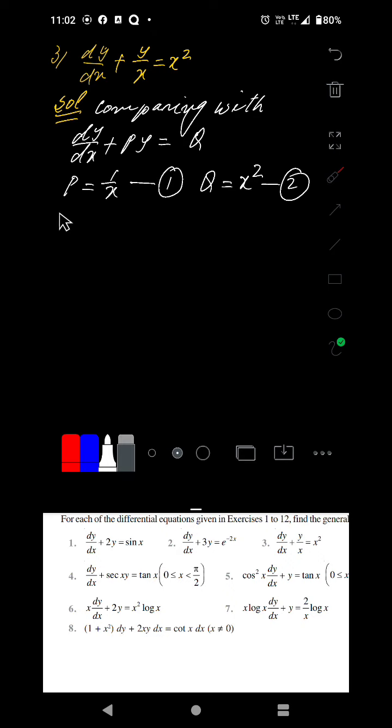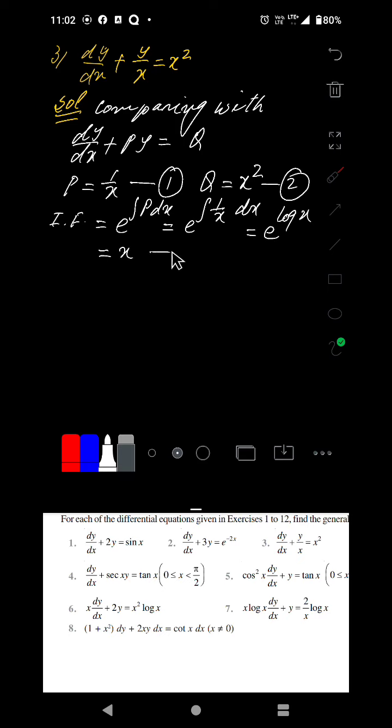So now we have to find the integrating factor, which in this case is equal to e raised to the power integral P dx. That is equal to e raised to the power integral of 1/x dx. As we know, the integral of 1/x is log x. So we have e raised to the power log x. By the property of exponential and logarithm, e raised to the power log eliminate each other and we get only x. Let it be equation number 3.